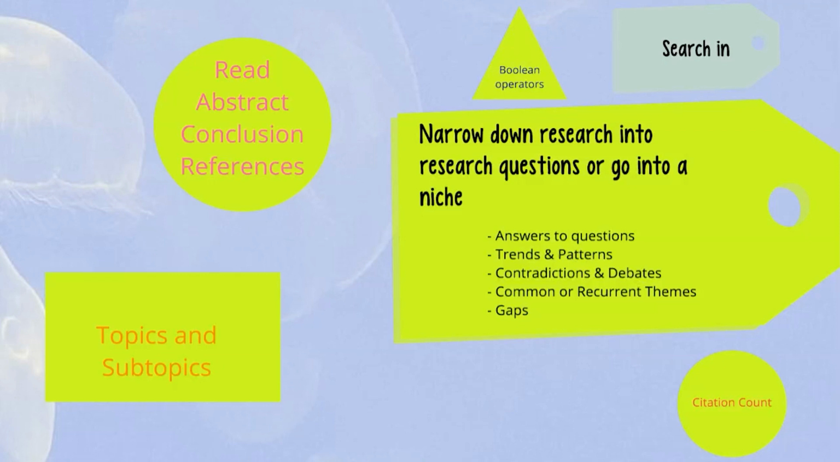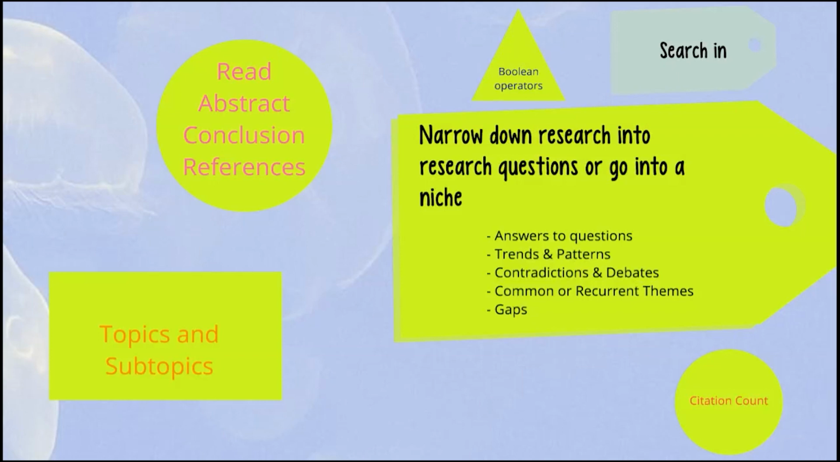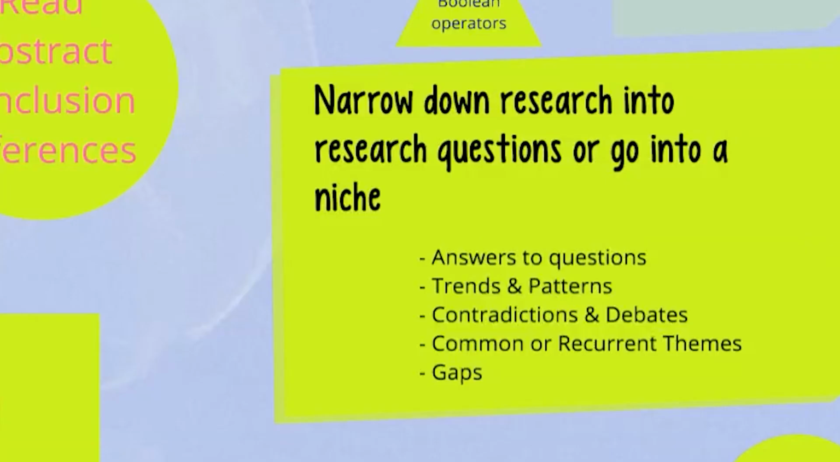If I go into a broad topic, I might find thousands and thousands, even millions of articles and books, etc. It would be very hard, even rather impossible for me to categorize and organize. So what I have to do is narrow down my research into specific research questions or go into a niche. I found some articles or books.